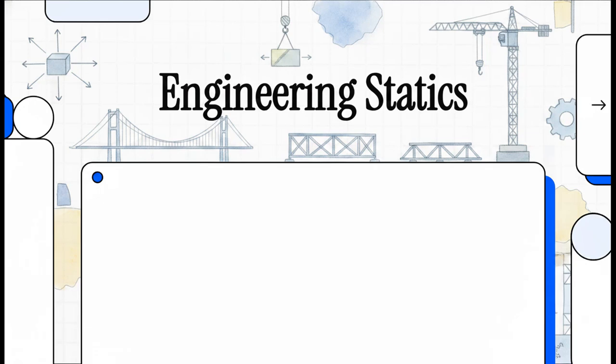Today, we're unpacking the mechanics of engineering statics, looking specifically at rigid bodies and equivalent systems of forces. If you've ever looked at a massive bridge and wondered how engineers know for sure it won't collapse, or how a towering crane doesn't just tip over, you're in the right place. We're about to make those invisible forces completely visible.